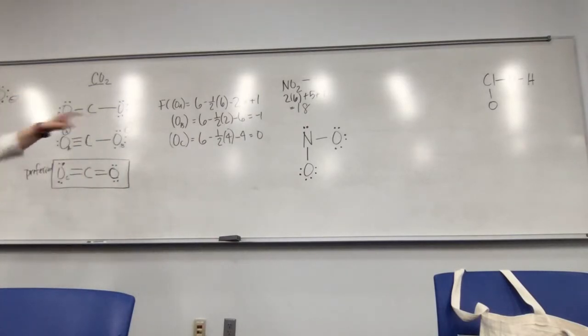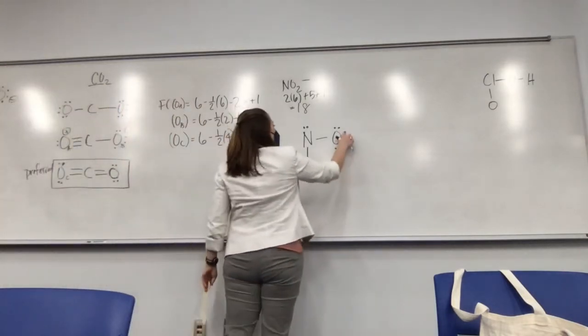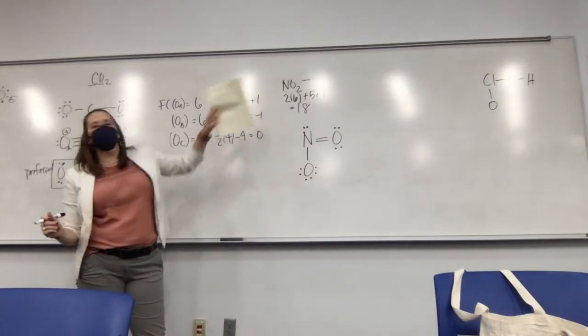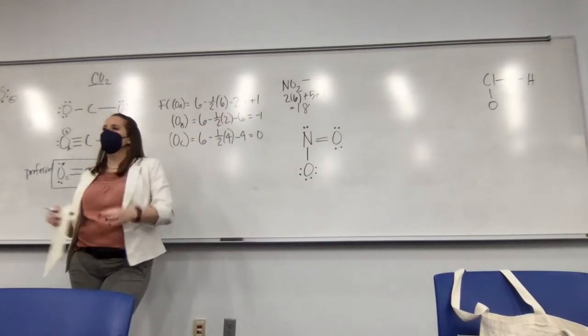In this molecule, nitrogen does not have an octet. So we need to give it an octet, and we can do that by creating a double bond. We're going to do that with the oxygen here. So now we know that this molecule has a negative charge. The question becomes, where does it live?